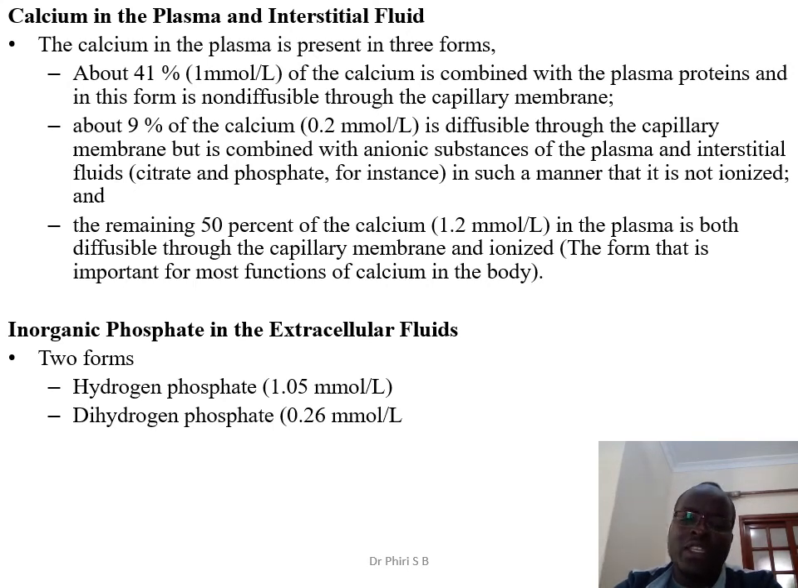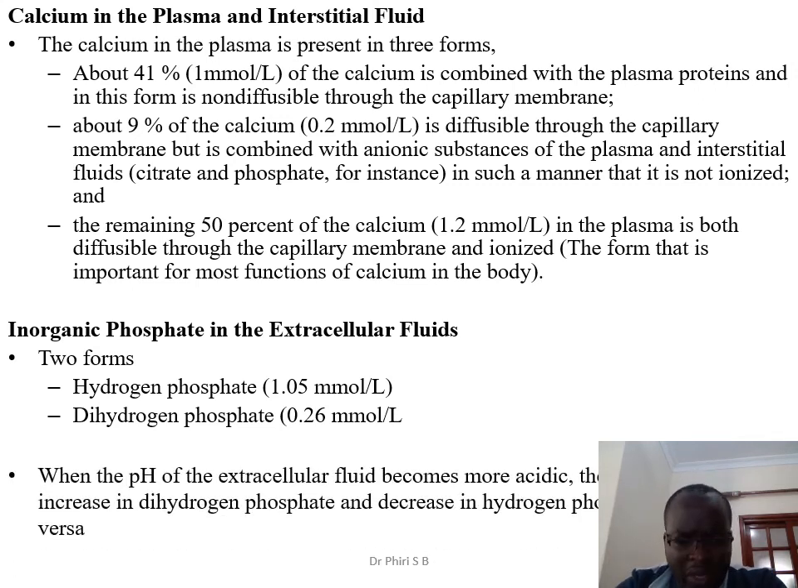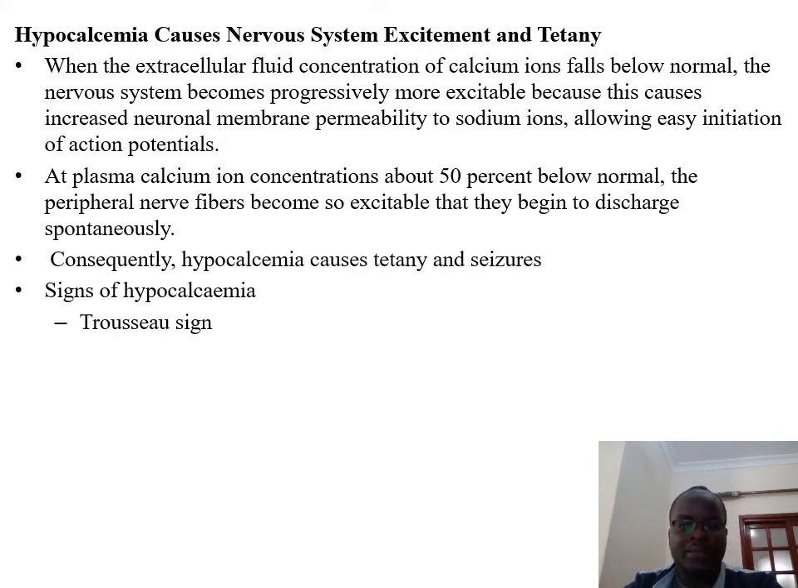In the case where the pH is reducing and becoming acidic, what you're going to have more of is dihydrogen phosphate, because you have a lot of hydrogen ions. So the phosphates will be accepting a lot of these hydrogens, and most of them will be dihydrogen phosphates. When the pH is becoming alkaline or increasing, you'll have more hydrogen phosphates, because most of the hydrogens are being donated by the phosphates. When the pH of the extracellular fluid becomes more acidic, there is a relative increase in dihydrogen phosphate and a decrease in hydrogen phosphate, and vice versa. I've already explained what is happening there.